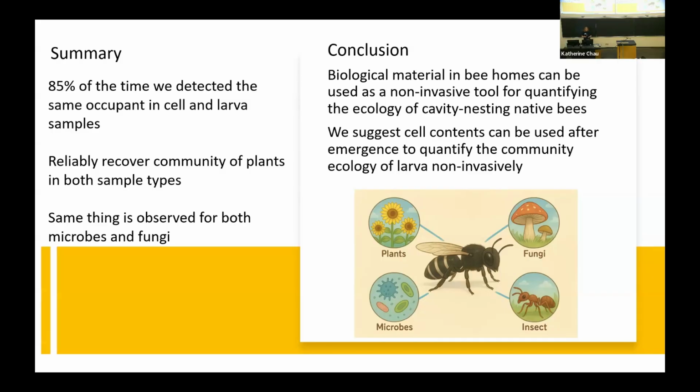So the biological material in bee homes can be used as a non-invasive tool for quantifying the ecology of cavity nesting bees. It's something we can use that would be non-invasive, which would be great because you don't want to harm the bees. And for future studies, the hope is that we can use cell contents after emergence, so the leftover material within the bee home brood tube, to quantify the community ecology of the larva non-invasively.